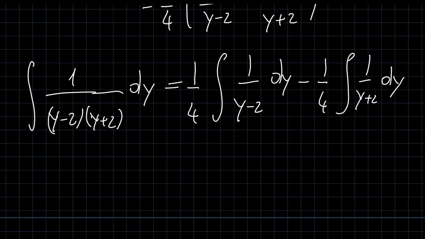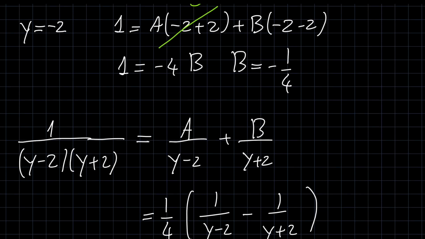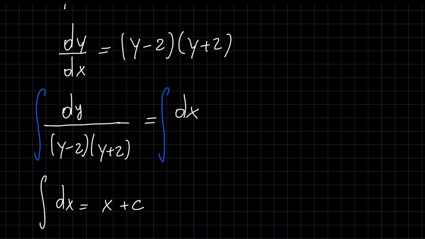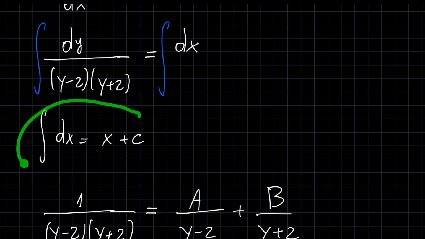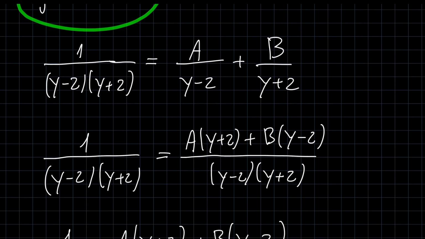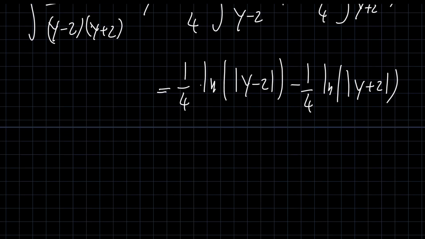This is great, because now this is really easy to compute, because this one is just the log. This is 1/4 times the log of the modulus of y minus 2 minus 1/4 the log of the modulus of y plus 2. Perfect. So now what have we done? We started imposing that these two integrals have to be equal. We found the right-hand side, and we used partial fraction expansion to obtain the second term.